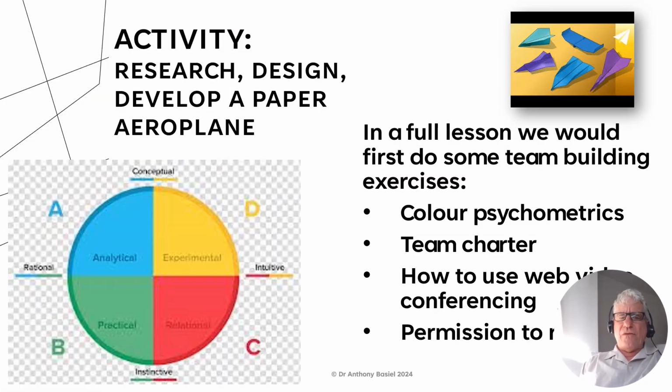Now, in this activity, normally, we would do a number of things to prepare you for the activity. Because this is a team task, we're going to be asking people to work together. And so we would want to identify the personality traits. So we would do color psychometrics. Then we would establish a team charter. We would identify the various roles and commitments for working together with the team.